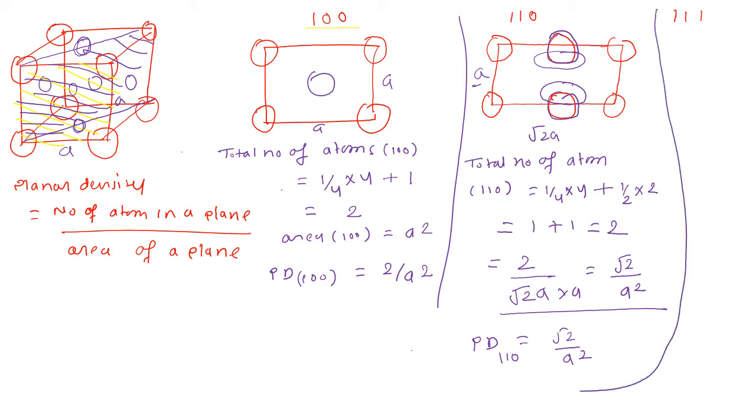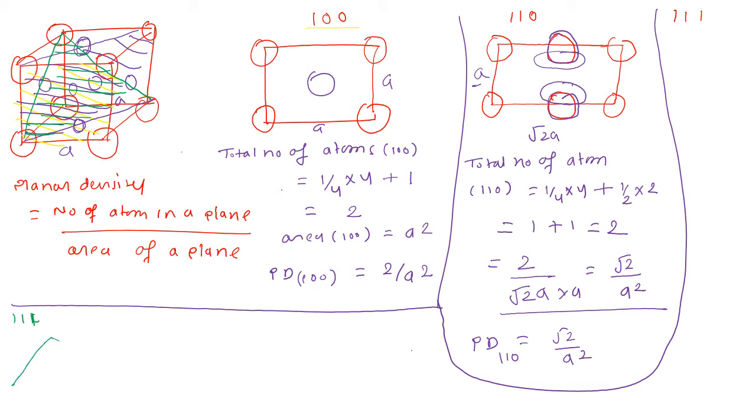Now we will calculate the planar density for the 111 plane. Let me show you the 111 plane, maybe with a different color. This is your 111 plane. Let me hatch it. Let us calculate the 111 plane planar density here. We have a triangle with corner atoms. This is one face centered atom, another face centered atom, and this is another face centered atom.